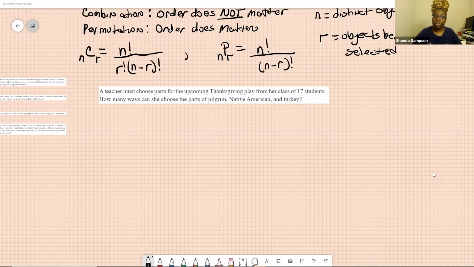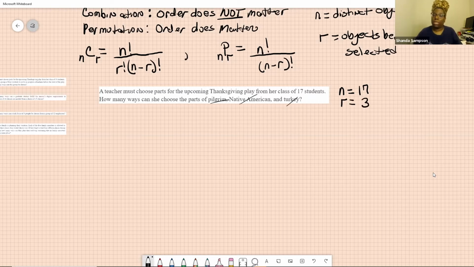A teacher must choose parts for the upcoming Thanksgiving play from her class of 17 students. How many ways can she choose the parts of Pilgrim, Native American, and Turkey? The first thing we're going to write down is the variables. So N is the number of distinct objects. N is equal to 17 because she has 17 distinct students. R is the objects being selected. How many are we selecting? R is equal to 3. So we have our N and our R.